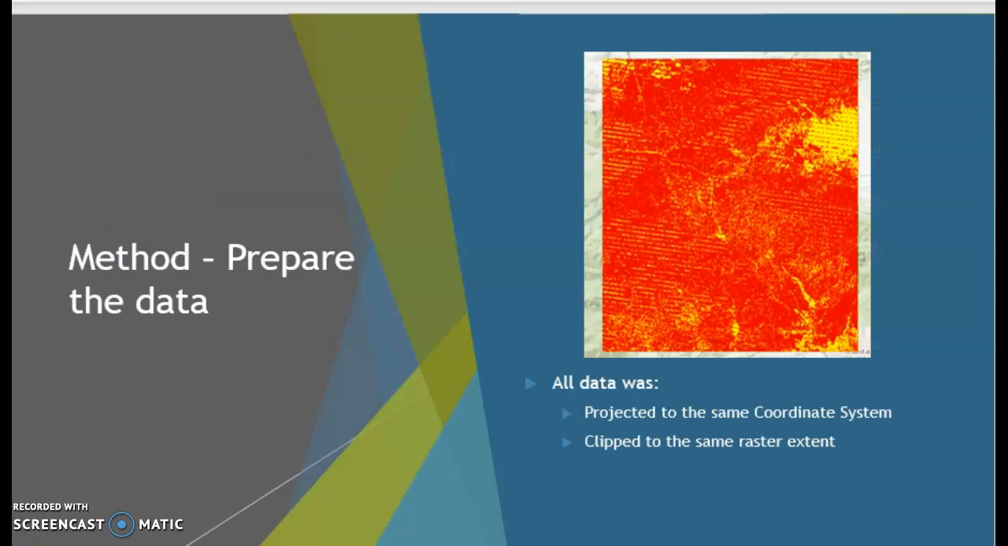So the next step was to prepare the data, and all I did for that was project all of the data into the same coordinate system, and then clip all of the data to the same raster extent. What that does is just clean up all the data that you have gotten, and it helps you weed out things that you need and don't need.